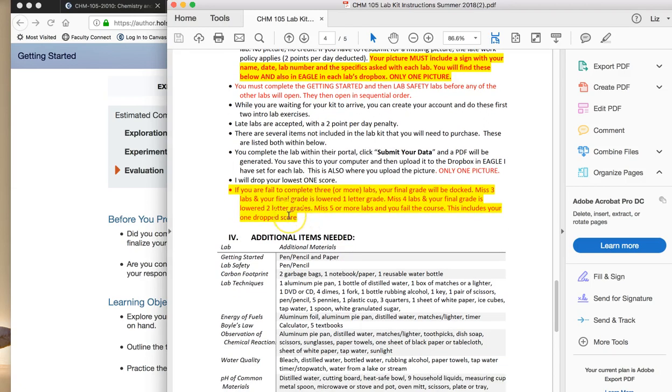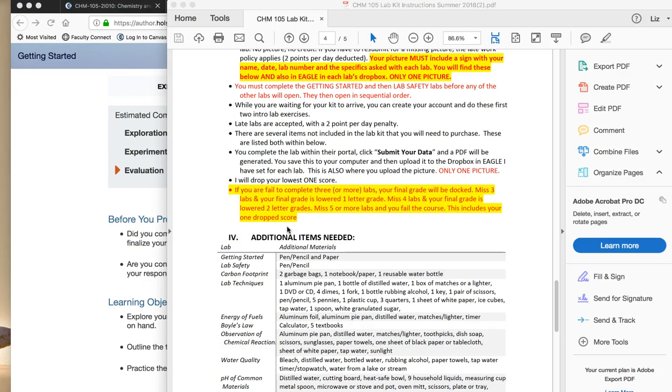Okay, let's also talk about lab requirements. So chemistry is a hands-on science. Lab is a crucial part of your learning. So I have a pretty strict missing lab policy. If you fail to complete 3 or more labs, your final letter grade will be affected. If you miss 3, meaning if you have 3 zeros in the grade book, your final letter grade will be lowered 1.